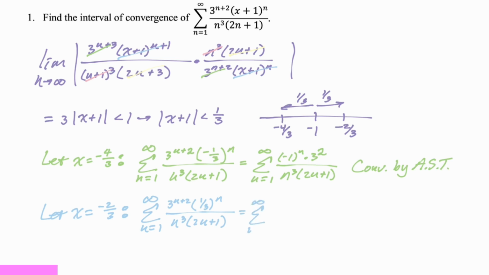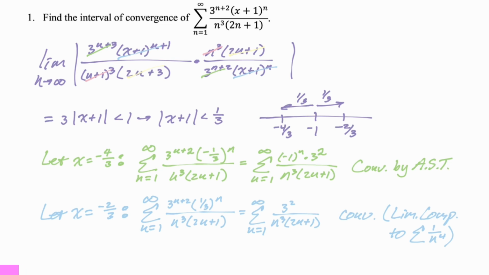So all we have here is 3 squared over n cubed, quantity 2n plus 1. So this is definitely convergent. We can limit compare it to the p series, 1 over n to the 4th. You can basically look at it and know that converges, but you do usually have to give a reason. So limit comparison to the convergent series 1 over n to the 4th.